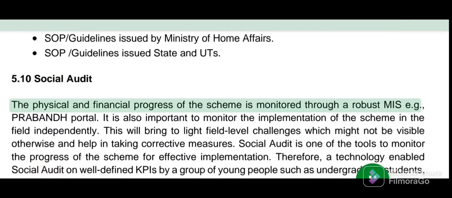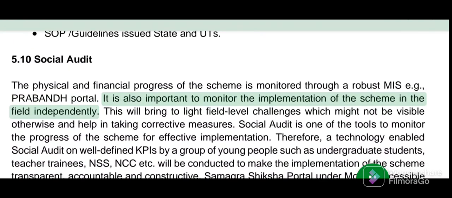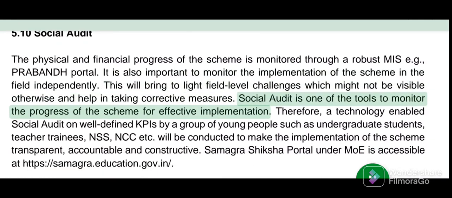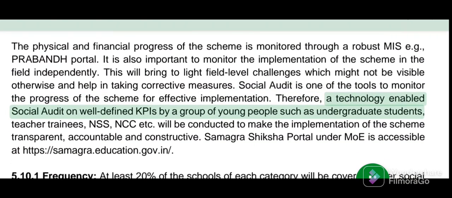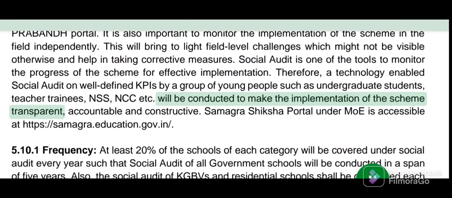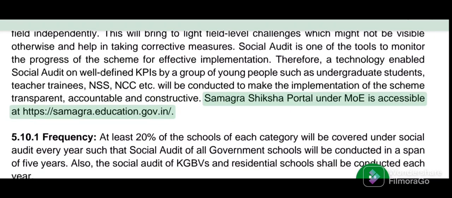5.10 Social audit. The physical and financial progress of the scheme is monitored through a robust PRABANDH portal. It is also important to monitor the implementation of the scheme in the field independently. This will bring to light field level challenges which might not be visible otherwise and help in taking corrective measures. Social audit is one of the tools to monitor the progress of the scheme for effective implementation. Therefore, a technology-enabled social audit on well-defined KPIs by a group of young people such as undergraduate students, teacher trainees, NSS, NCC etc. will be conducted to make the implementation of the scheme transparent, accountable and constructive. Samagra Shiksha portal under MoE is accessible at web links.